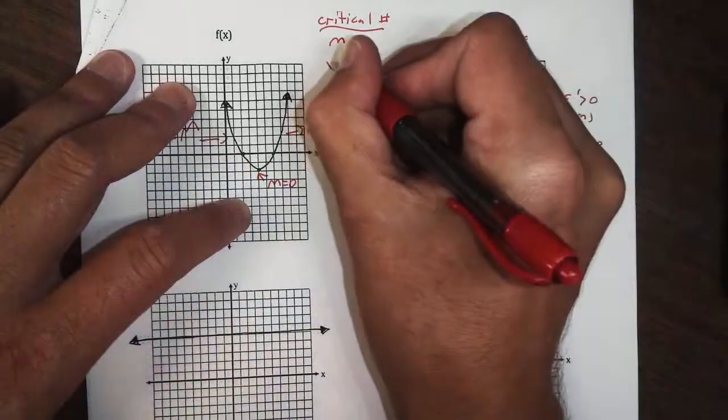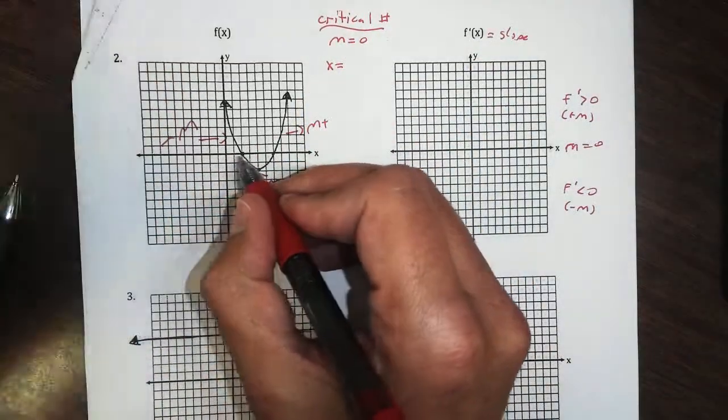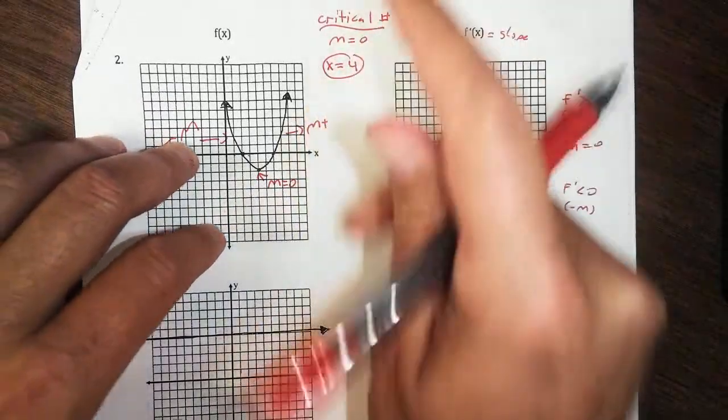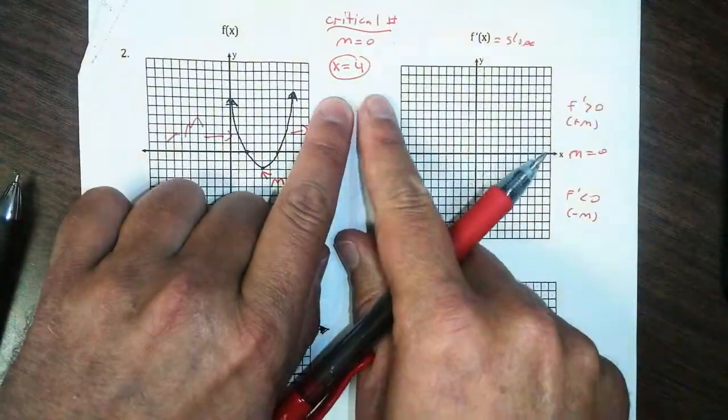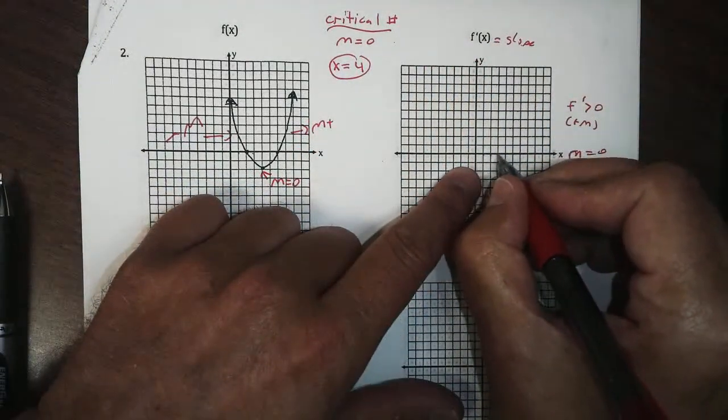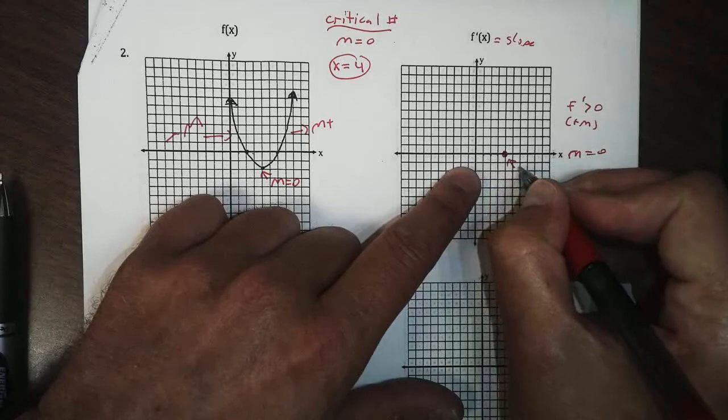So our critical number is, and we only worry about the x's, 1, 2, 3, 4, x equals 4. So what am I going to do? On my derivative graph, I go to x equals 4. 1, 2, 3, 4. And I put a point. There is my critical number.